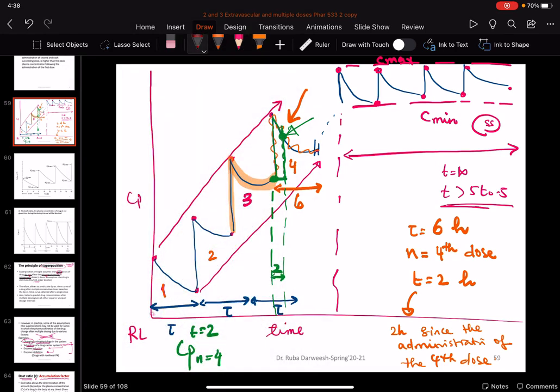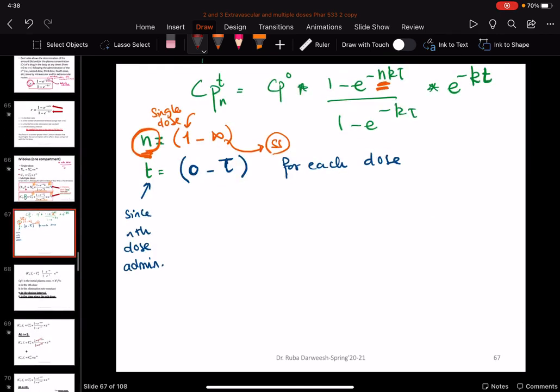What's this? For each dose, if the total is tau, the lowest time that we have is 0, the highest time that we have is tau, and we can have time in between. In this case, we have tau equals 6 hours. So for each dose, the time could range from 0, which is the lowest, to tau, which is 6 hours. Right? This is the range of the time.